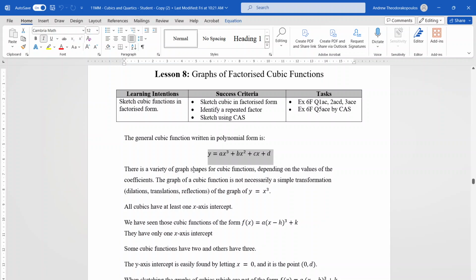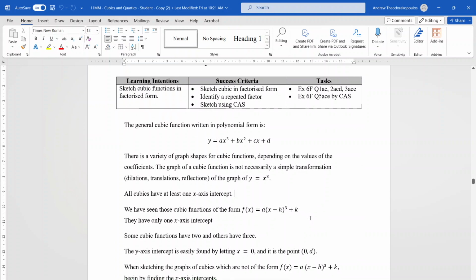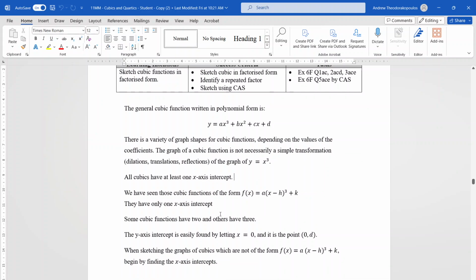But all in all, there is a variety of graph shapes for cubic functions. Depending on the values of these coefficients, which are C and D, depending on those values, they could also be factorized into looking like this. So we're just going to look at cubics as a whole now. But let's talk about it a little bit more.